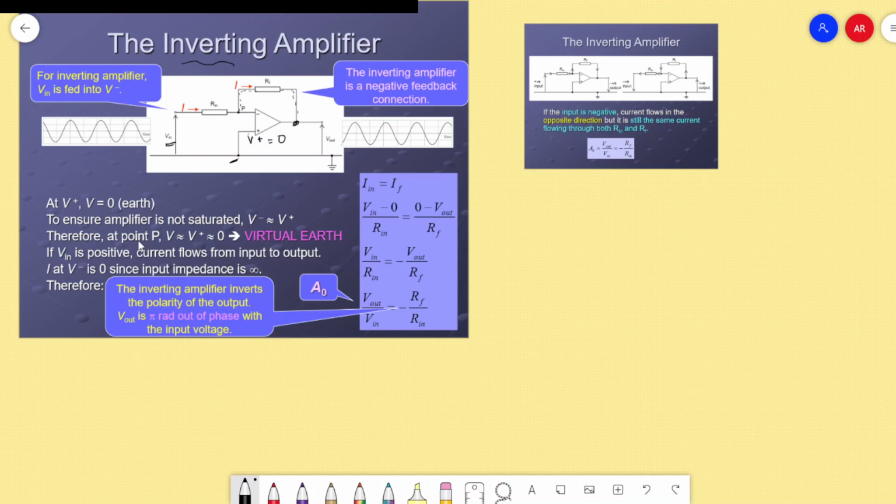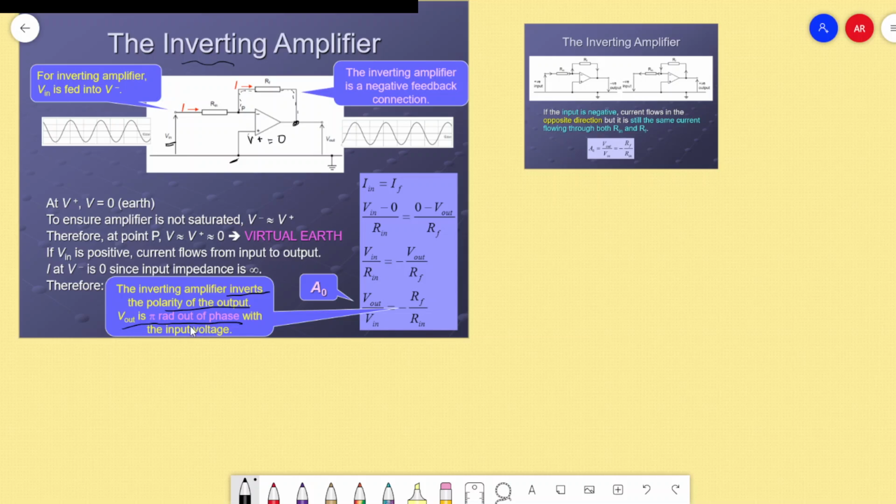Before going to the derivation, let's get acquainted with what an inverting amplifier is. So the inverting amplifier inverts the polarity of the output. It inverts the signal, just makes it 180 degrees opposite. So this is what we call being pi out of phase with the input voltage.